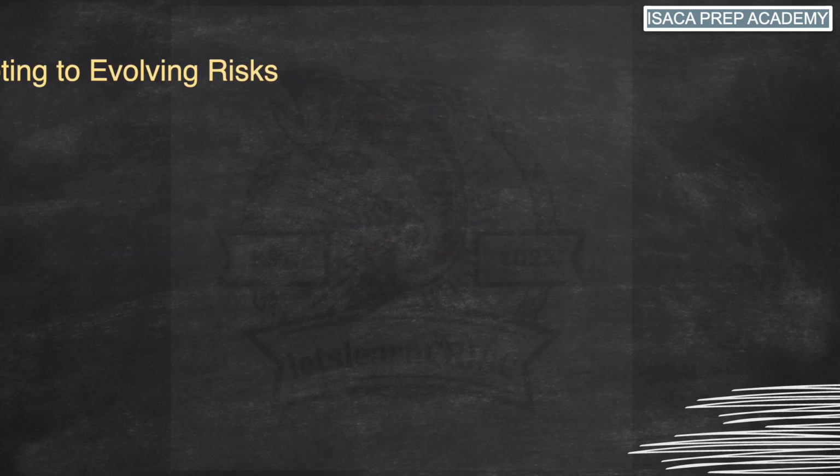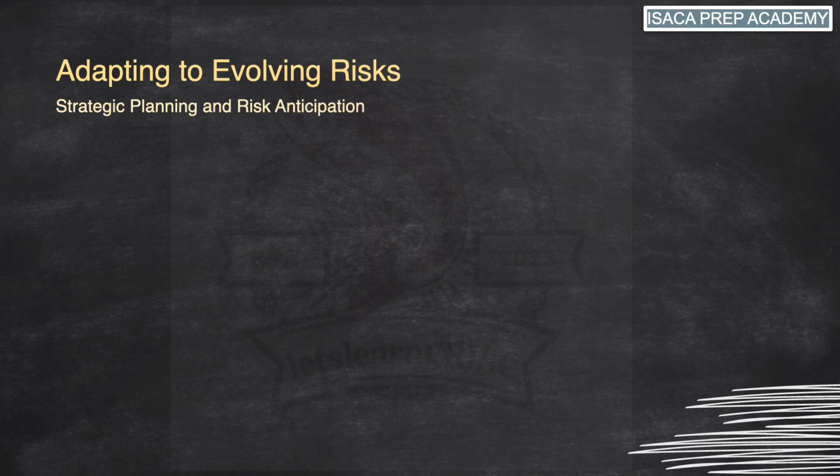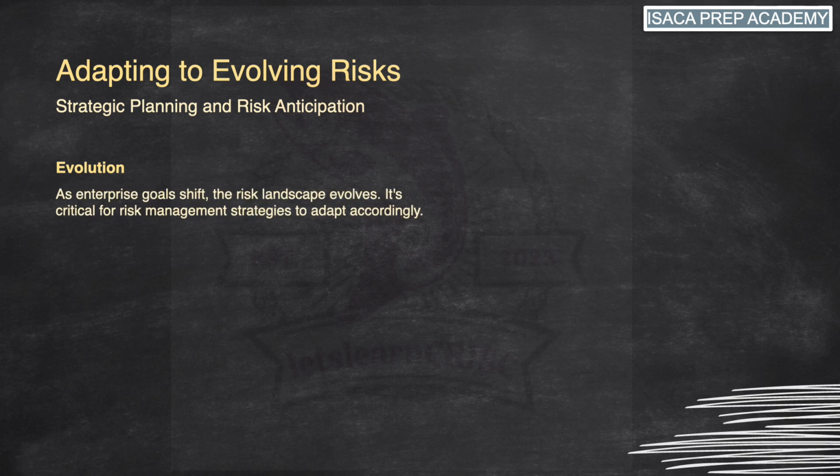Moving next. Next is about adapting to evolving risks, that is strategic planning and risk anticipation. In this, the first point is about evolution. Friends, evolution means things changing over time. In businesses, as goals and plans change, the risks involved also change. So it is important for the strategies to manage these risks to change as well. It is like adjusting your route if you are driving and road conditions change. You need to adapt to keep moving forward safely.